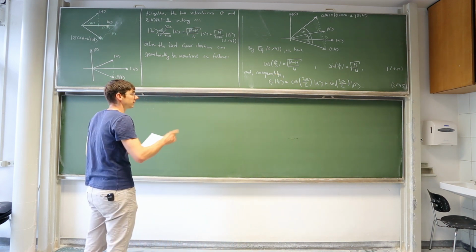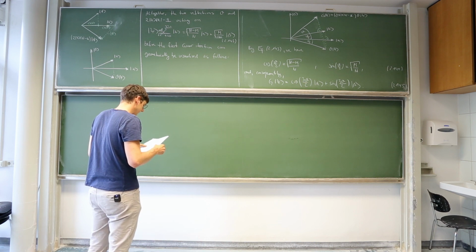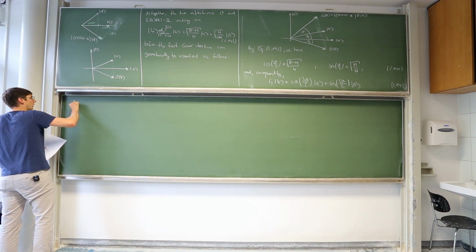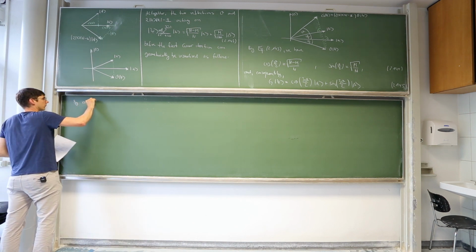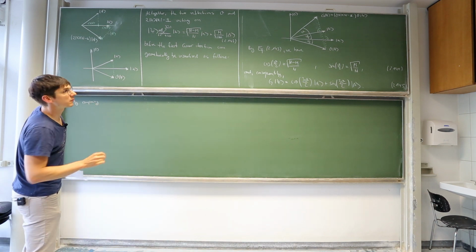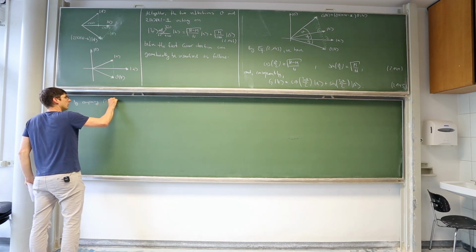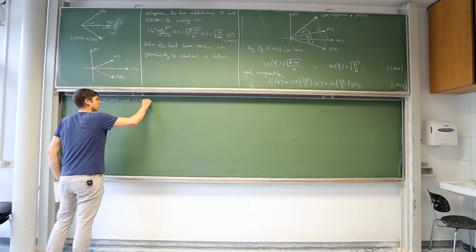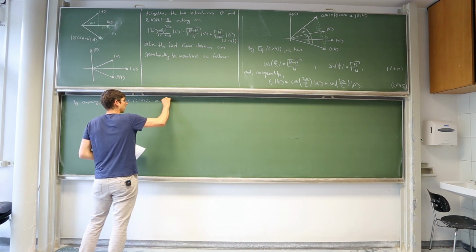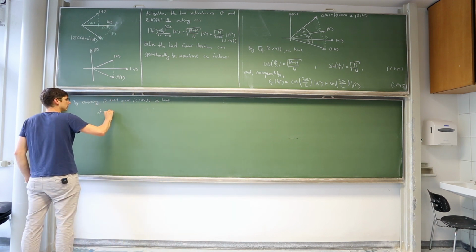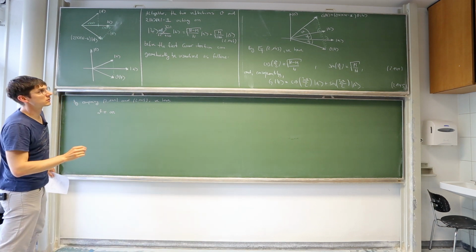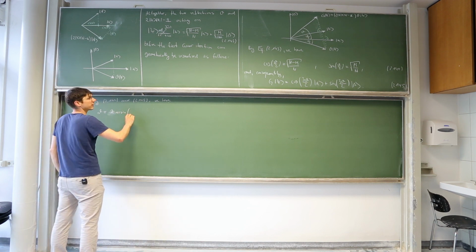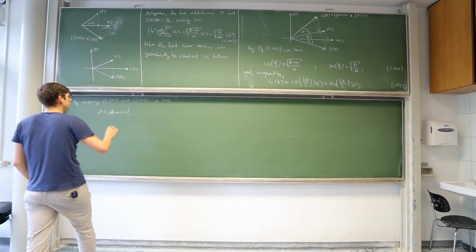First, let me write down what the angle theta is. By comparing these two equations, 144 and 145, we have that theta is equal to 2 times arccosinus of square root of n minus m over n.